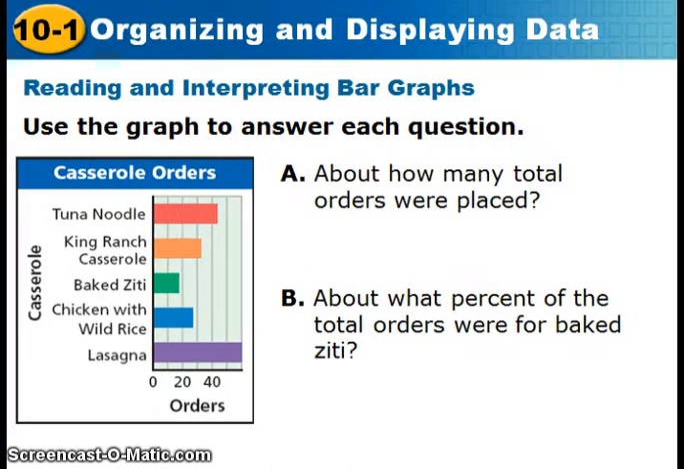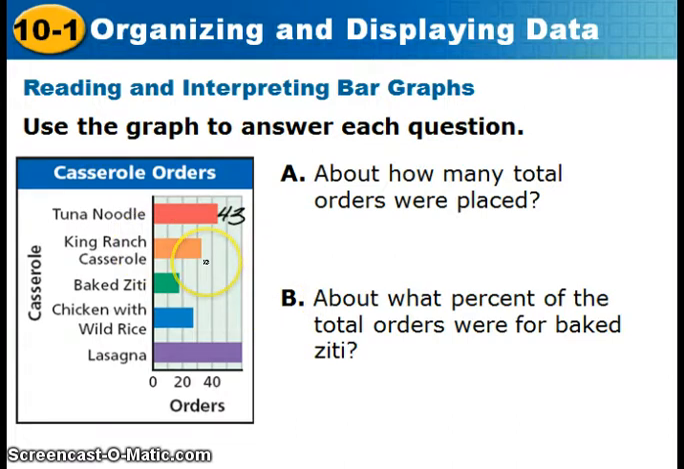A bar graph typically shows the breakdown of a bunch of different data into different categories. So for example, this bar graph is about casserole orders, and it has a bunch of different types of casseroles: tuna noodle, king ranch, baked ziti. And the bars coming off of each category show you how many there are. So for example, tuna noodle, if you look at the scale, each 2 bars is 10. So tuna noodle is a little less than halfway between 40 and the next one, 50. So maybe there are, say, 43 tuna noodle casseroles.